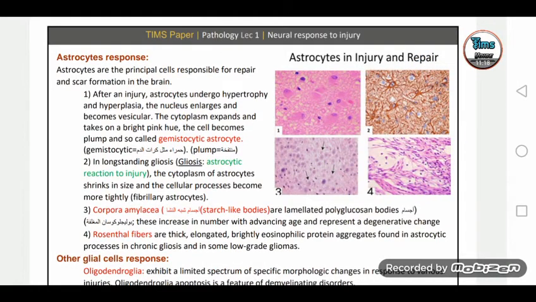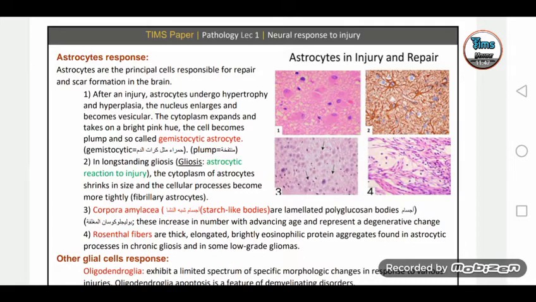So as we said, the astrocytes are the principal cells responsible for repair and scar formation in the brain. Okay, so they're basically the fibroblasts of the central nervous system, except that they are not fibroblasts, of course. They are astrocytes. They are responsible for repair and scar formation in the brain. So after any injury, how can these cells respond?